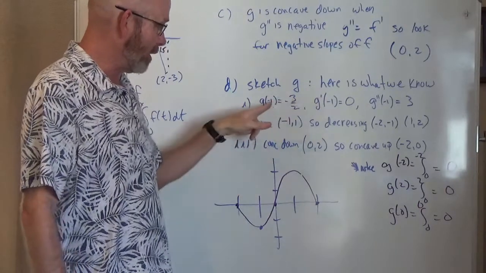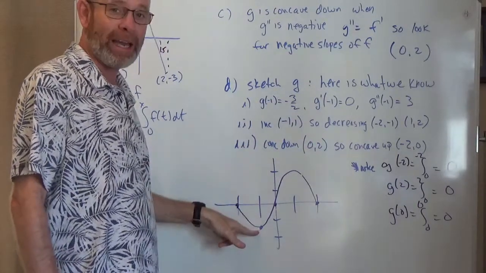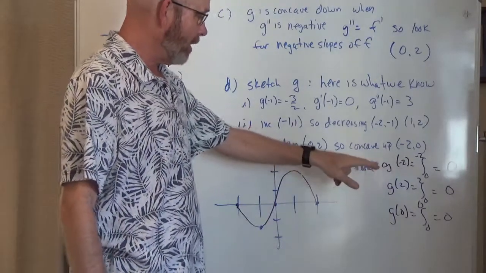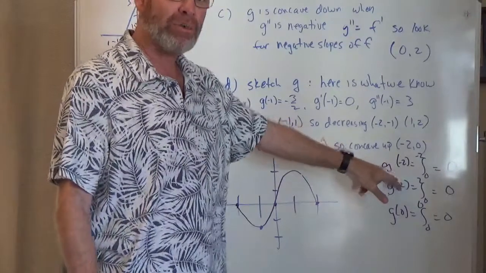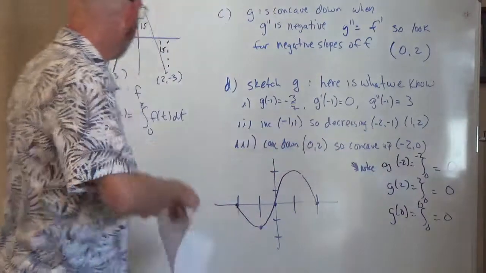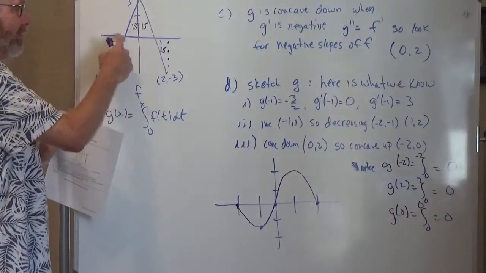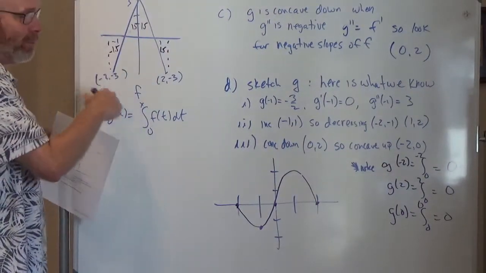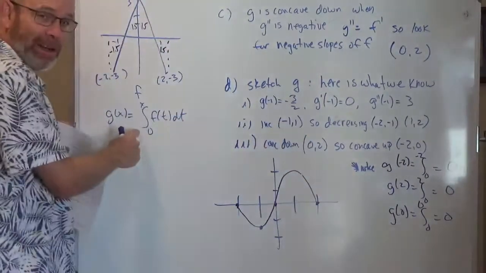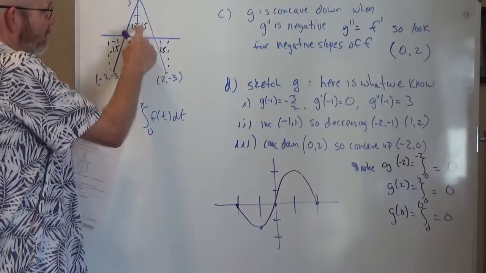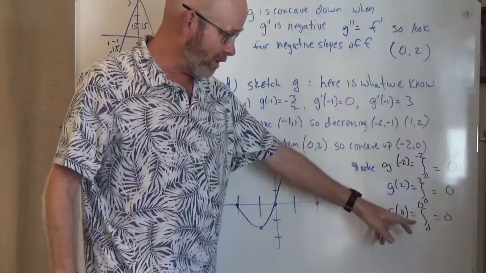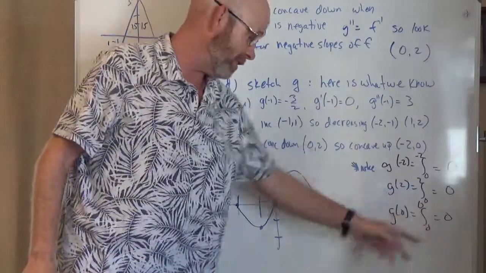We had the 1 point from here, g of negative 1 was negative 3/2. So what I did was I just looked at the endpoints. So quick note here that g of negative 2, plug negative 2 into the integral, is just the integral from 0 to negative 2. And the integral from 0 to negative 2, it's got a positive 1.5 and a negative 1.5, so that's 0. Same thing on the other side, g of 2 is the integral from 0 to 2, positive 1.5, negative 1.5, so that's a 0. And then g of 0 is just 0 because the integral from 0 to 0 is 0.